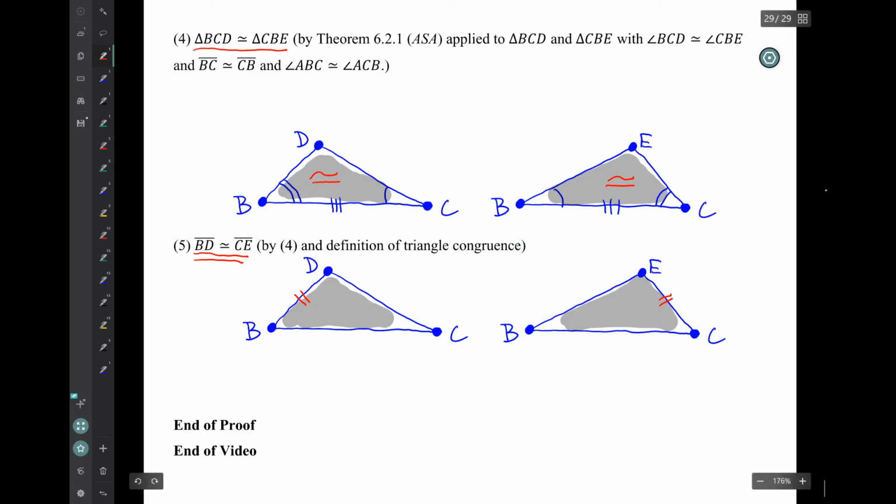The final statement of the proof says that therefore these two segments are congruent, and that's by the definition of triangle congruence. These segments are corresponding parts of triangles that have been proven to be congruent, so therefore these segments are congruent.